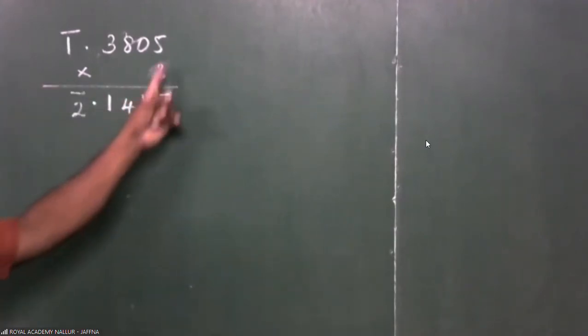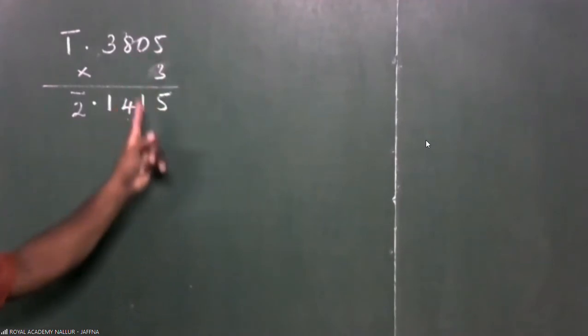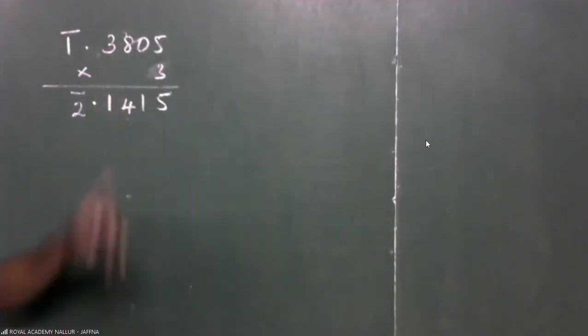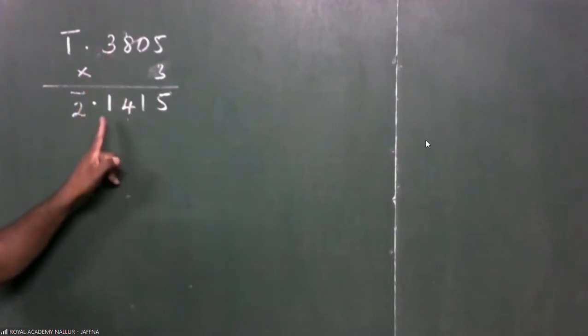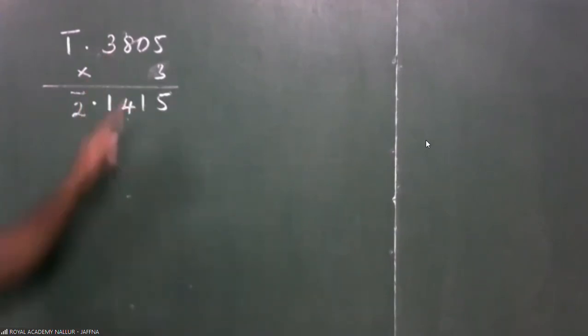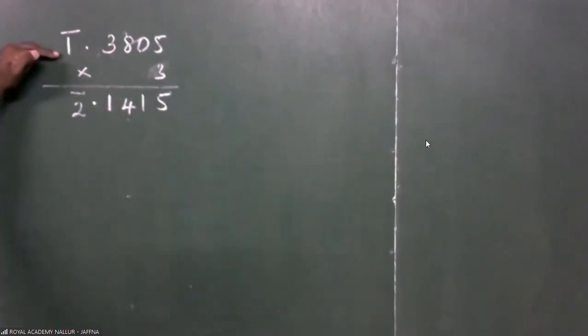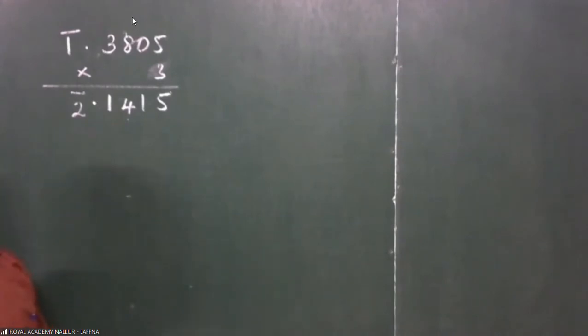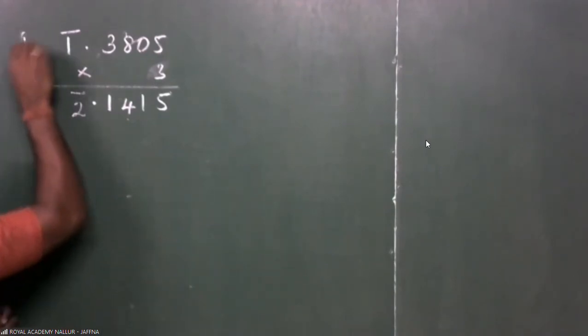Right? 3 into 5, 15, 1. 3 into 0, 0, therefore 1. 3 into 8, 24, 2 remains. 3 into 3, 9 plus 2, 11, 1 remains. 3 into bar 1, bar 3 plus 1 is bar 2. So the answer is bar 2.1415. Right? Now this is multiplication, and the same idea applies when we simplify logarithmic values in division.